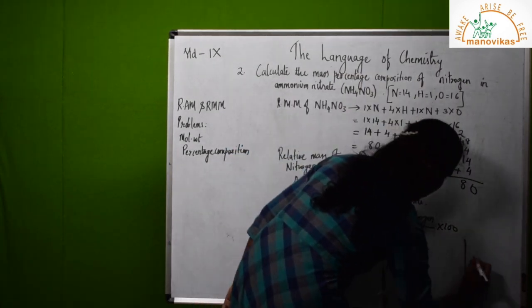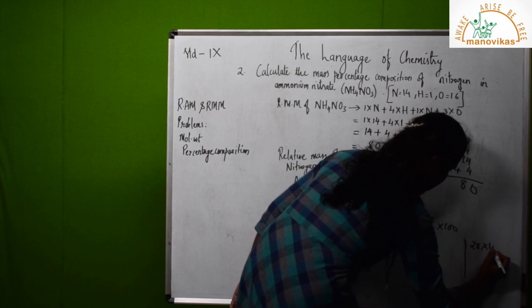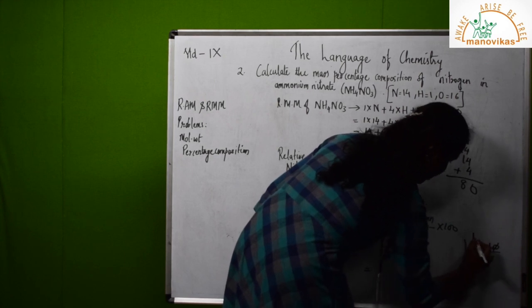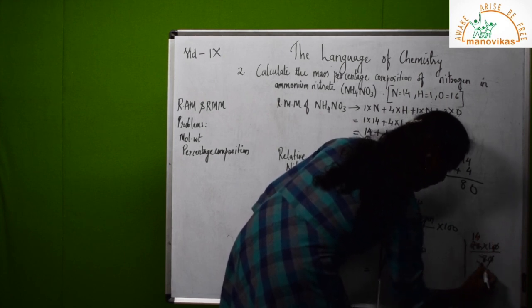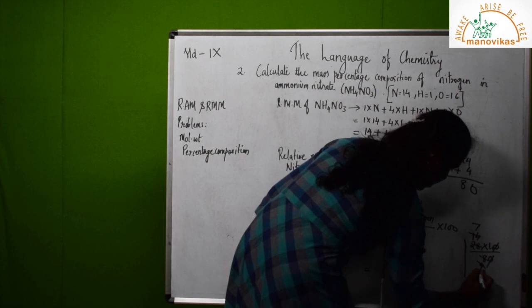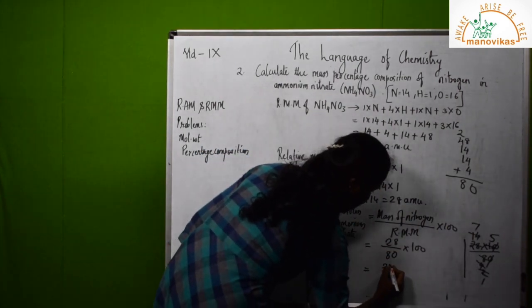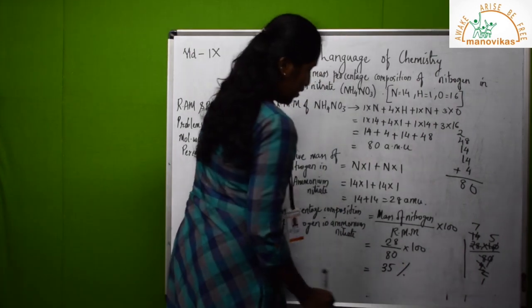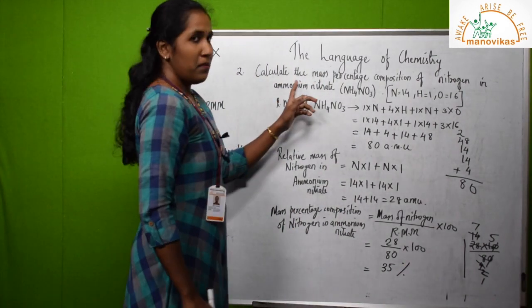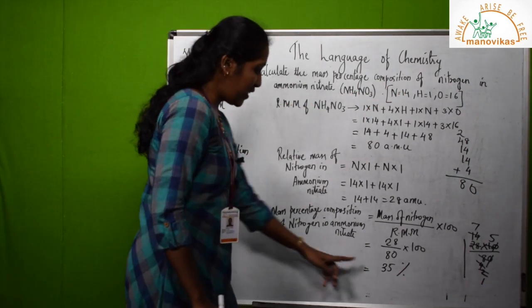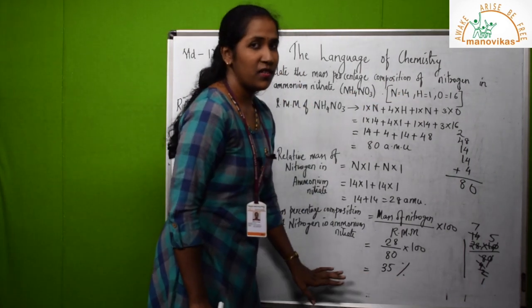So do it. 2 4s are 8, 2 1s are 2, 2 4s are 8, again 2 2s are 4, 2 7s are 14, 2 1s are 2 and 2 5s are 10. So 7 5s are 35%. So the mass percentage composition of nitrogen in ammonium nitrate is 35%.